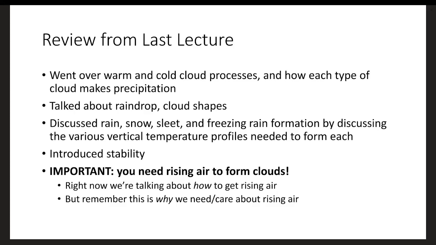Welcome to Lecture 4. Last class, we went over warm and cold cloud processes and how each type of cloud makes precip. We talked about the raindrop. We talked about cloud shapes and how they've got that flat bottom. We discussed rain, snow, sleet, and freezing rain formation by discussing the various vertical temperature profiles needed to form each. And we introduced the concept of stability.